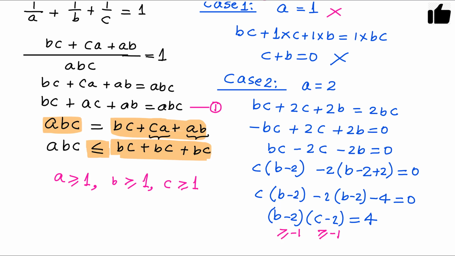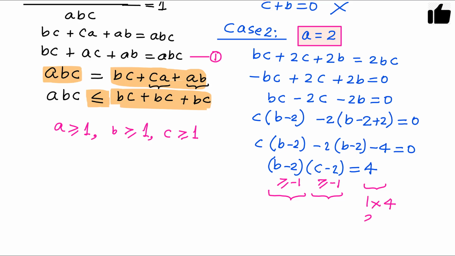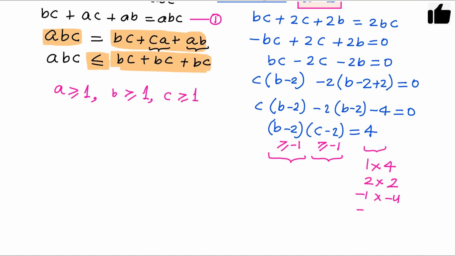Now let us find the solution for B and C. So we have fixed A equals 2. For this case, let us find the possible values of B and C. I have two numbers and the product of the two numbers is 4. How many ways can I get 4? I can have 1 times 4, or 2 times 2, or minus 1 times minus 4, or minus 4 times minus 1, or 4 times 1.